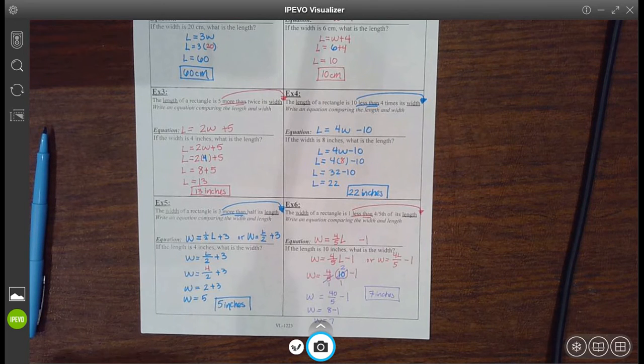All right, my little mathematicians, you have mastered writing equations for rectangles, which this comes up quite often. So good job.